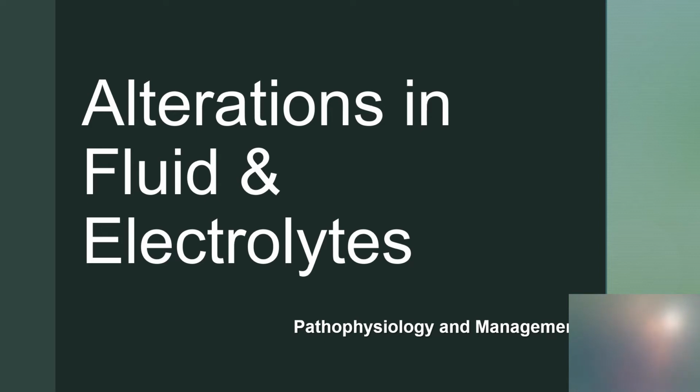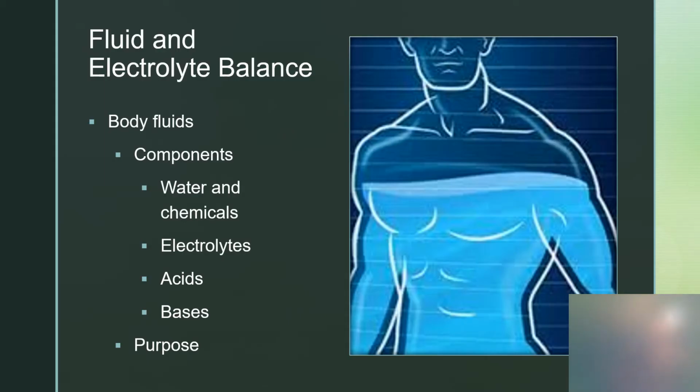Alterations in fluid and electrolytes, pathophysiology, and management. Body fluid is composed of water and chemicals. Electrolytes are substances that carry electrical charge when they're dissolved in fluid, and acids release hydrogen into fluid. Bases are going to bind with hydrogen. The purpose of these components is to regulate fluid volume and to buffer the blood to keep its pH neutral.